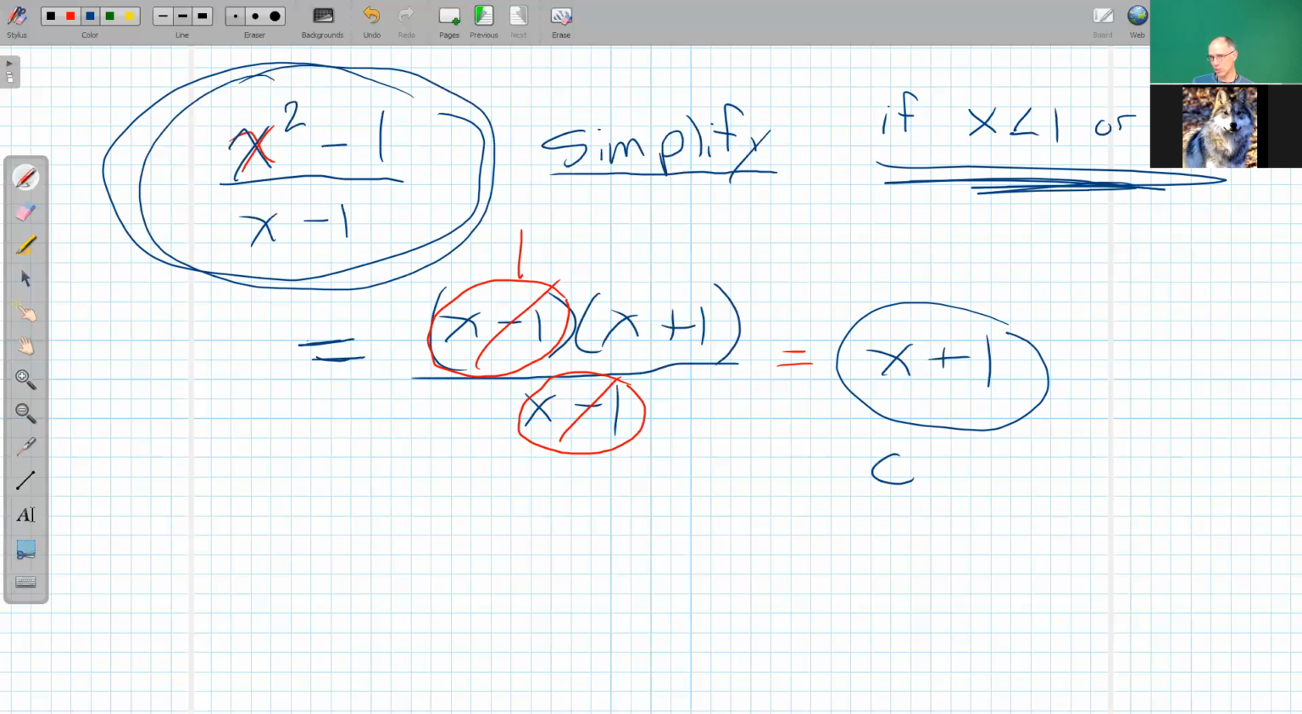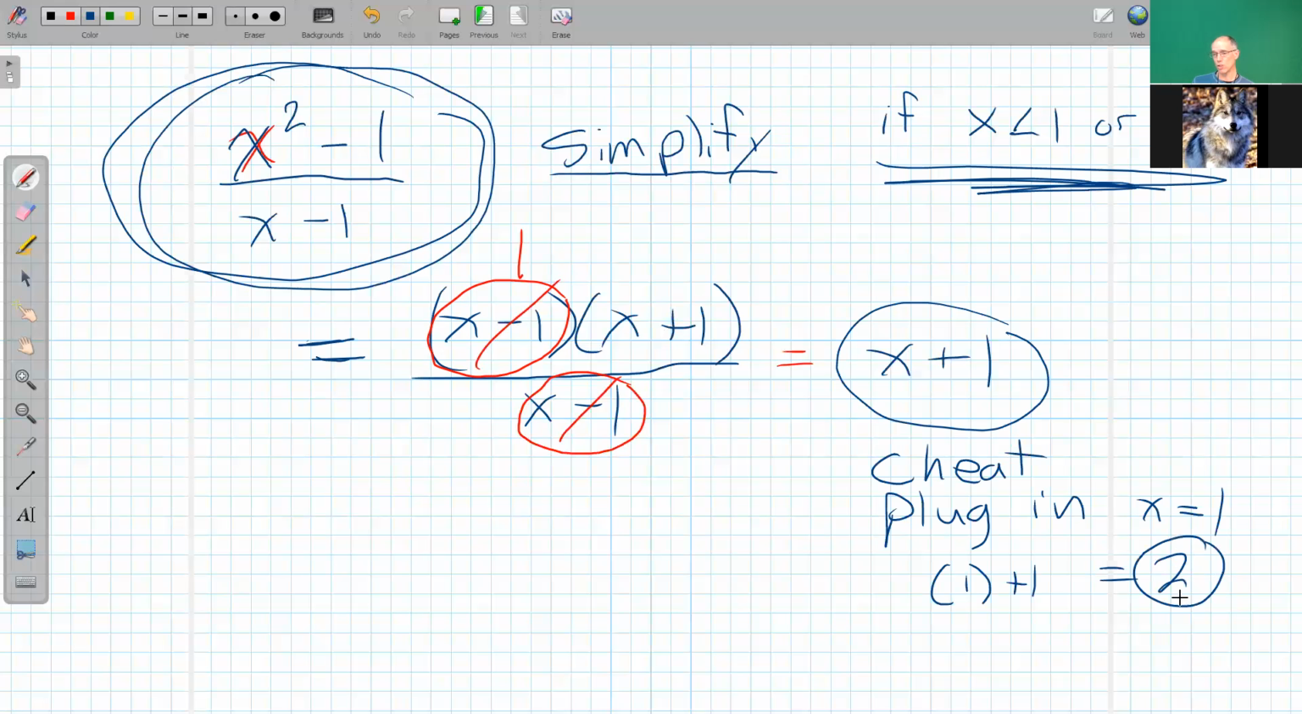However, I could cheat here and plug in x equals 1. And if I do that, I get 1 plus 1 equals 2, which happened to be the number that the table was leading toward. So sometimes we can do a little bit of algebra jiggery-pokery and take something that was undefined initially, right? Initially, when x is equal to 1, we got 0 over 0 for that. But now I was able to algebraically manipulate it and say, oh, if x equals 1, it's really 2.